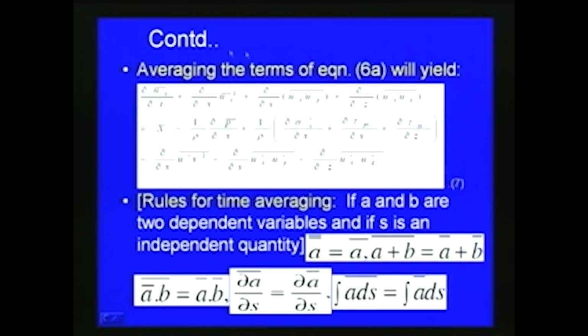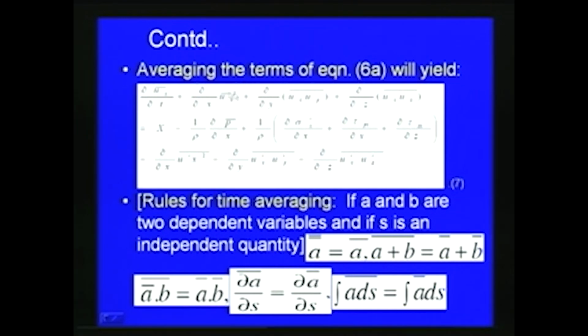So, if we use the time averaging concept, we can write, by averaging the terms, ∂ū_x/∂t + ∂/∂x(ū_x²) + ∂/∂y(ū_x ū_y) + ∂/∂z(ū_x ū_z) = X − (1/ρ) ∂p̄/∂x + (1/ρ)[∂σ_x'/∂x + ∂τ_yx/∂y + ∂τ_zx/∂z] − ∂/∂x(ū'_x²) − ∂/∂y(ū'_x u'_y) − ∂/∂z(ū'_x u'_z). So, this is equation number 7.